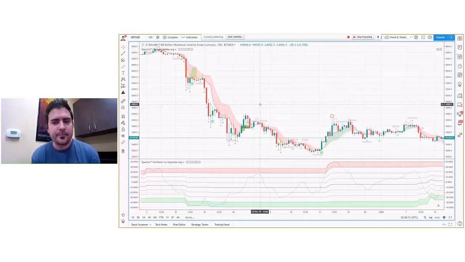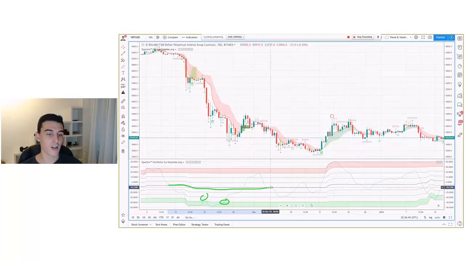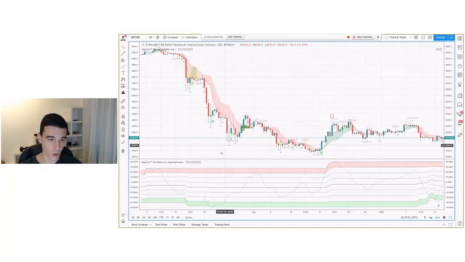But still, I would not trade this or even this. And I'm going to tell you why. This middle line tells you if it's a bearish trend or a bullish trend. If it's under 0, it's bearish. So all this time that the line is under the middle line, this is a bearish trend. Hands down. So when you buy those things here, you're trying to nail the bottom.